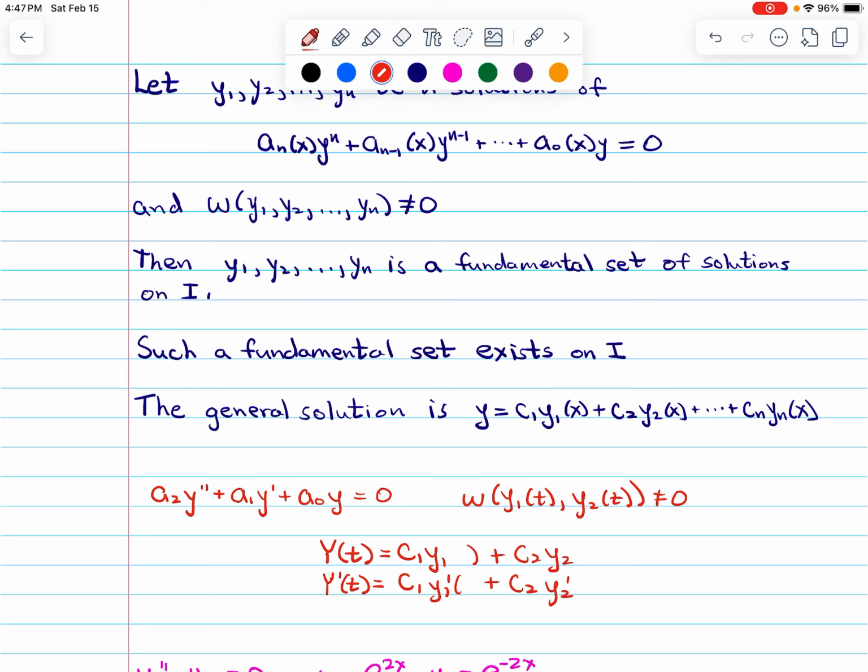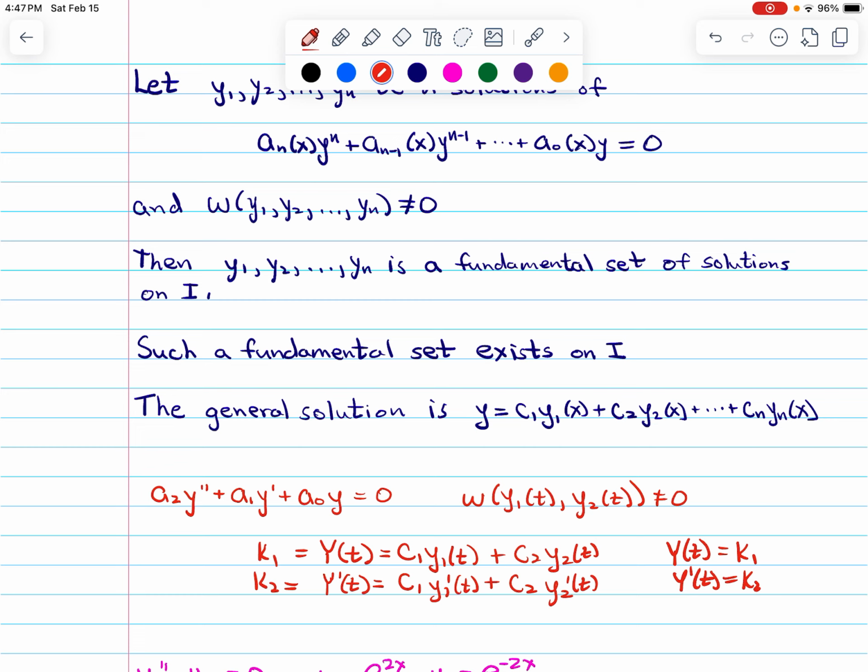So let's just put some conditions here. Let's suppose that I have this initial condition. I'm saying, okay, y of t is equal to, let's say, k1. See? So I've got k1 right here. And let's say y prime of t is equal to k2. Okay, so I've got k2 right here.